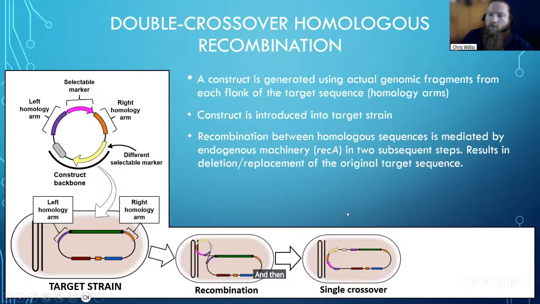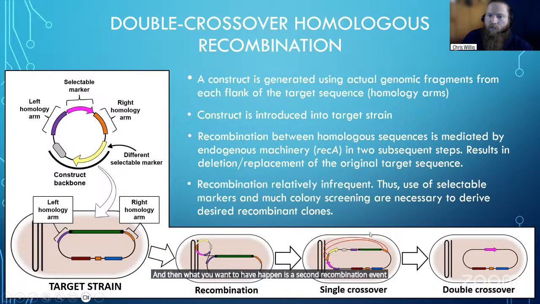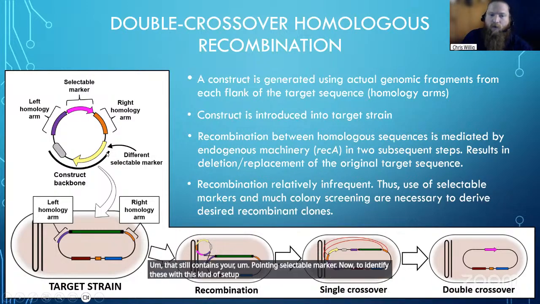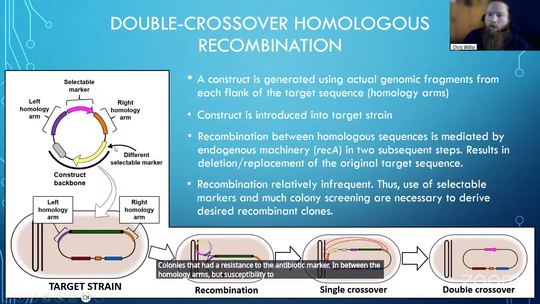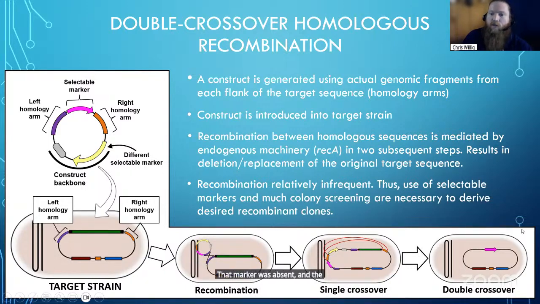And then what you want to have happen is a second recombination event taking place between the other sequences of the other homology arm, resulting in a double crossover event that still contains your flanking selectable marker. Now, to identify these with this kind of setup, you had to screen for colonies that had a resistance to the antibiotic marker in between the homology arms, but susceptibility to the one in the backbone to ensure that that marker was absent and the target sequence was actually deleted.